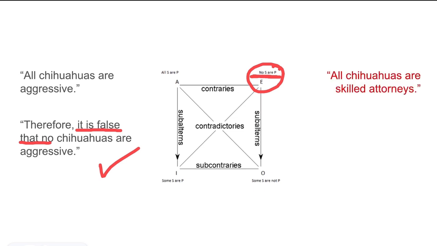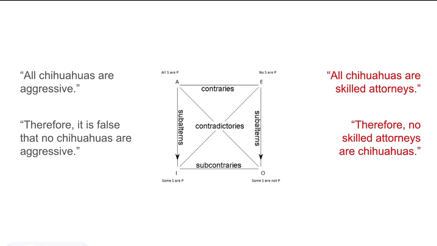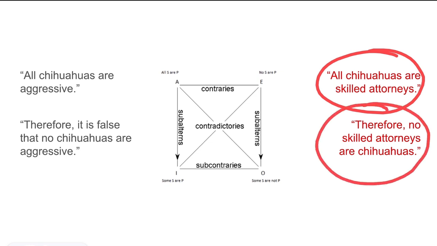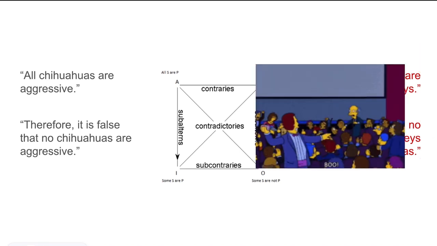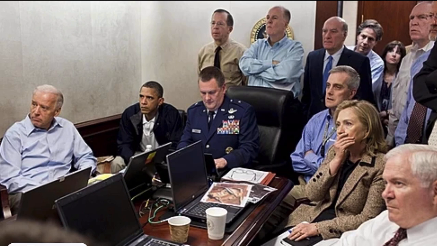Let's continue. Uh-oh. The red font is back. All Chihuahuas are skilled attorneys. All Chihuahuas are skilled. Okay, A statement. Let's continue. Therefore, no skilled attorneys are Chihuahuas. These both sound like true statements. All SRP? No SRP? Boo, boo, boo. Let's move on. Uh-oh. What's going on?